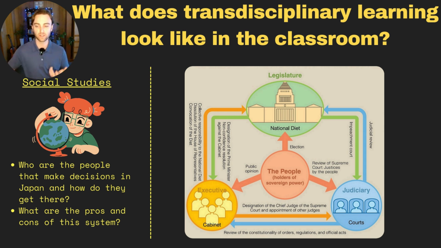We might ask ourselves, who are the people that make these decisions, and how did they get into power? What is the process of electing people that make decisions on the behalf of the people? And then what are the pros and cons of this system? Does it work well? How can we make sure that it works better in the future? The students will definitely be learning a lot about the specifics of how the country works, and they'll be using their literacy skills to help them understand and then also express their understanding here.